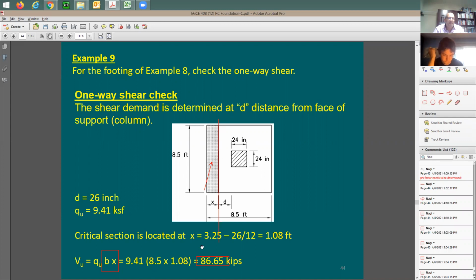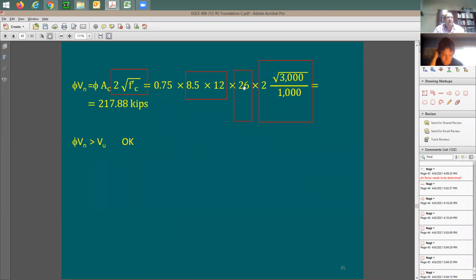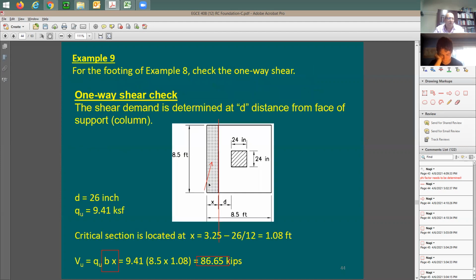Multiply by the depth D, the 26 inches. So here's the width multiplied by the depth times 2 square root of f'c divided by 1,000 to put it in kips, multiplied by the phi factor of 0.75, which is the same for all shear cases. And with that, you have a capacity of, let's say, roughly 218 kips. Now, compared to the demand, this footing is good.